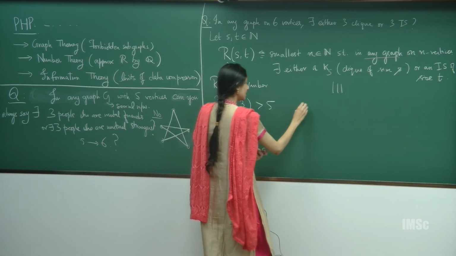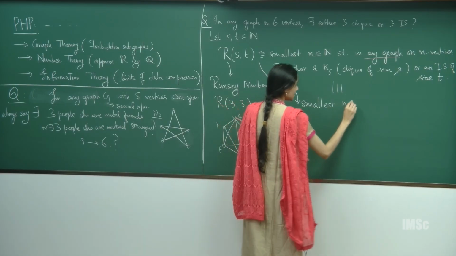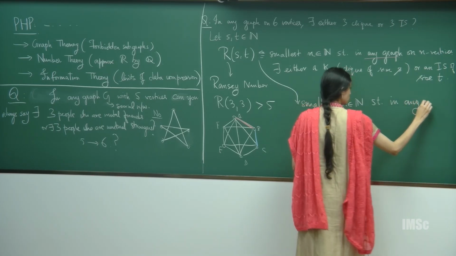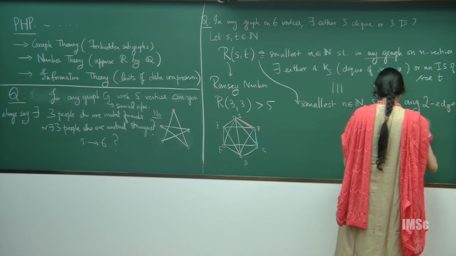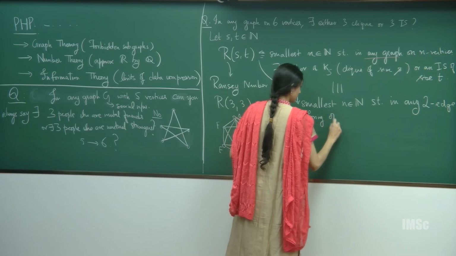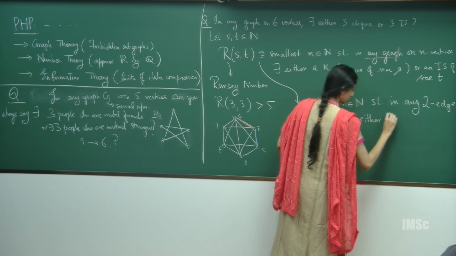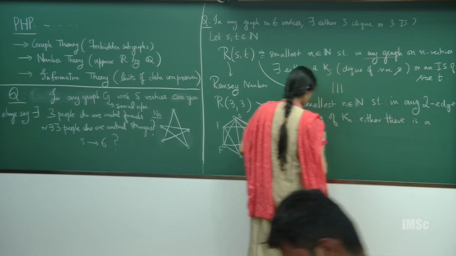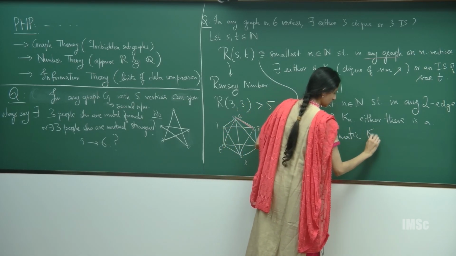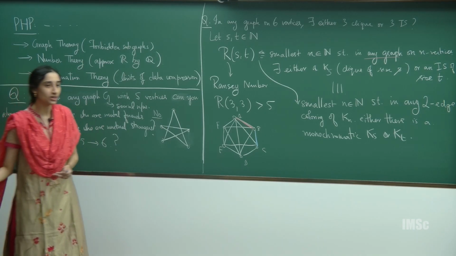So I will write it and then it should be clear. So you can think of this Ramsey number as the smallest n such that in any 2-edge coloring of Kn. So I am using some terminology. If it is not clear, maybe we'll see. So these 2 quantities are equivalent is what I am trying to say.